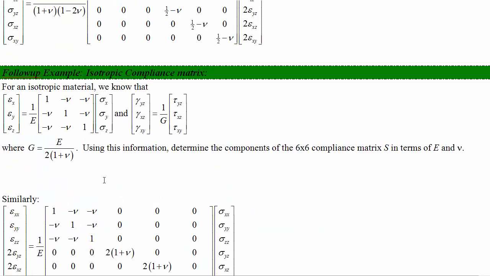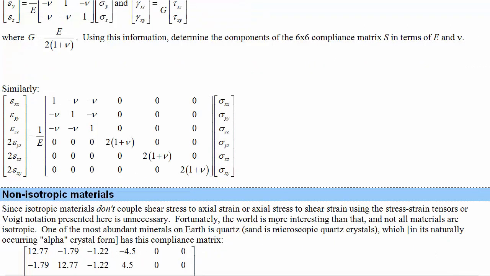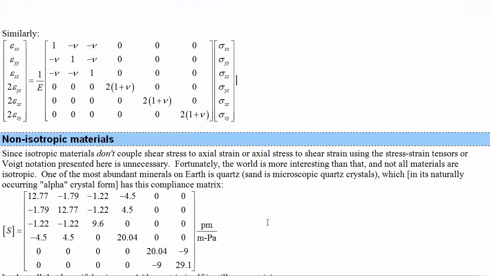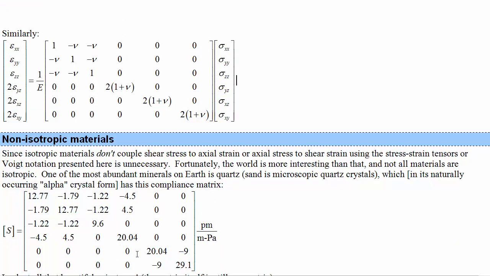All right, well, if we're only going to ever deal with isotropic materials, this is a lot of a waste of time and computational effort. We don't need to write out this coupling because it's just 0 over there, and the shear and axial terms aren't coupled together. However, consider the compliance matrix for quartz. Look at this. Okay, so notice a couple of things. Notice, one, the Z Young's modulus is now different than the X and Y Young's modulus.